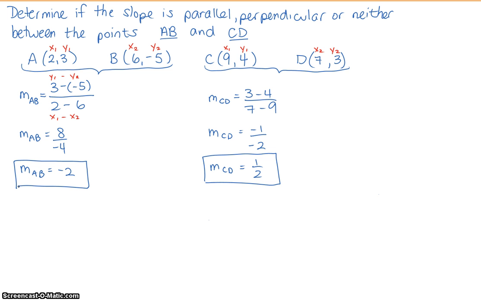So now I'm comparing these two slopes. Between these two slopes, for line segments AB and CD, I have a negative 2 and I have 1 over 2. So they're definitely not the same, so parallel is out. Now I need to see if these are negative reciprocals of each other. Technically, negative 2 is the same thing as negative 2 over 1. So if I change the sign and I reciprocate them, I will then get 1 over 2 as a positive, which is what I have here. So we actually have perpendicular.